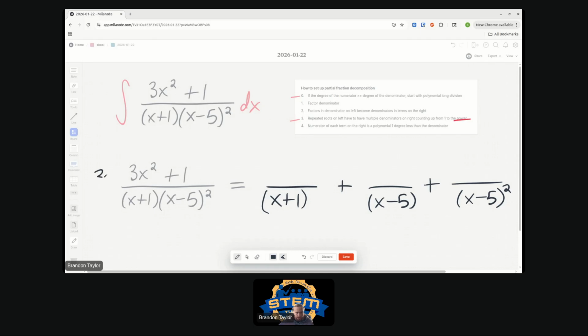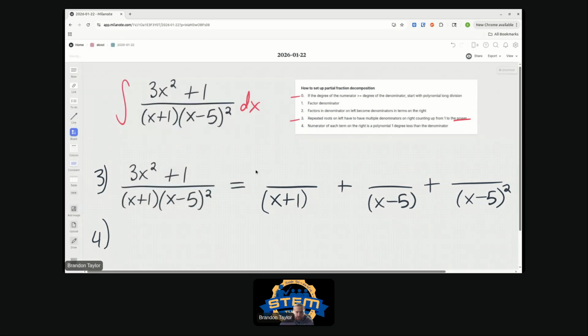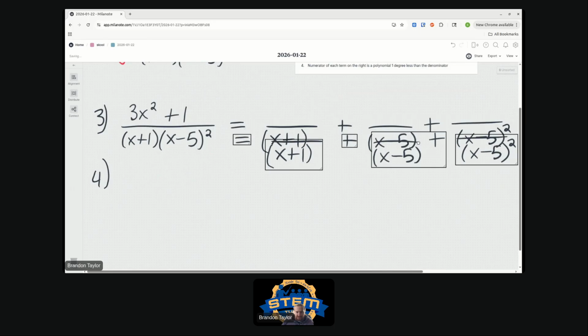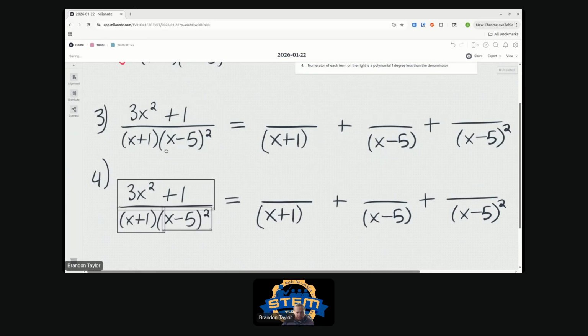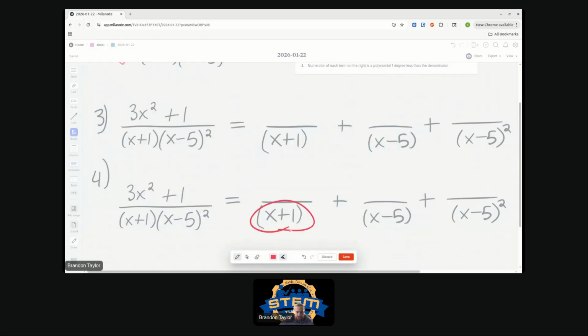So we actually do step 3 here. And now step 4 is the numerators of each term on the right is a polynomial of degree 1 less than the denominator. So basically, the first two I think are pretty clear, right? We talked about this yesterday. This is a first degree polynomial, so we need a 0th degree polynomial, which is just a number.